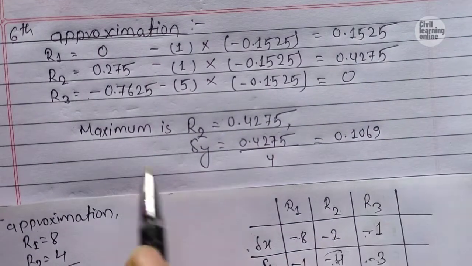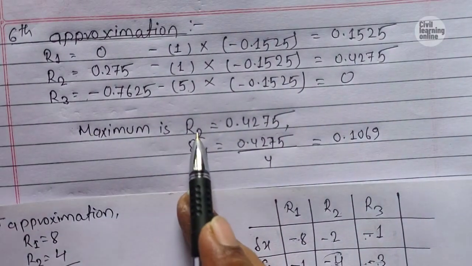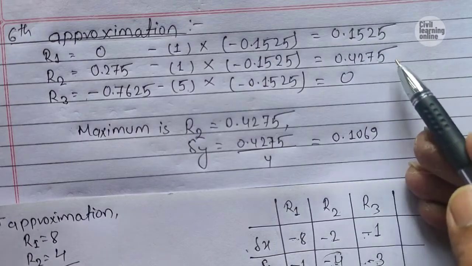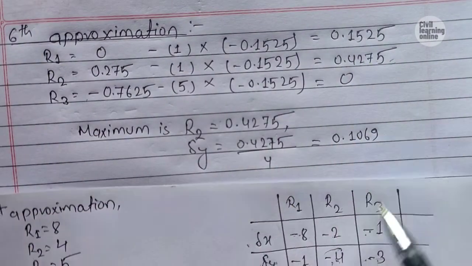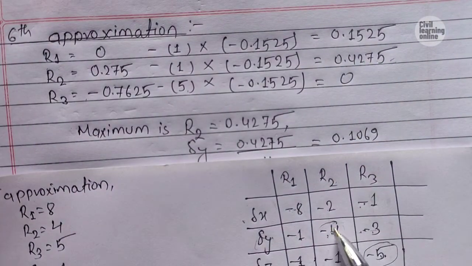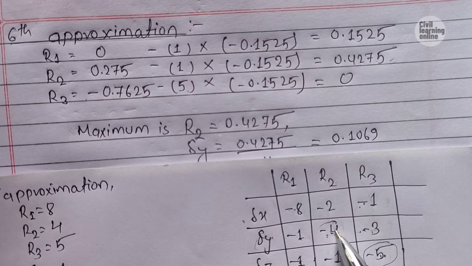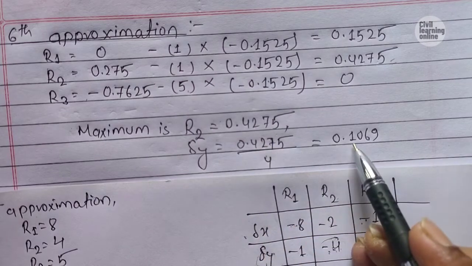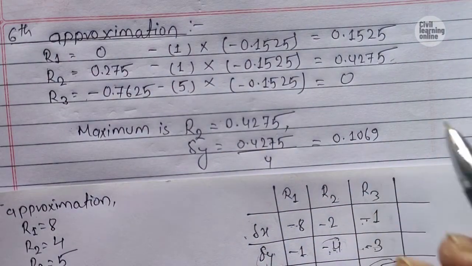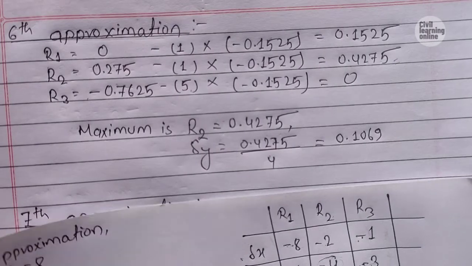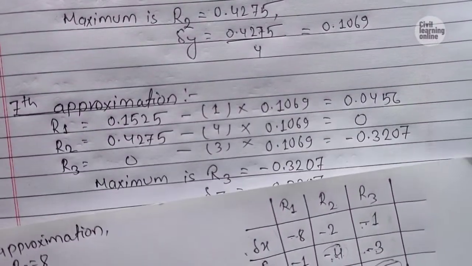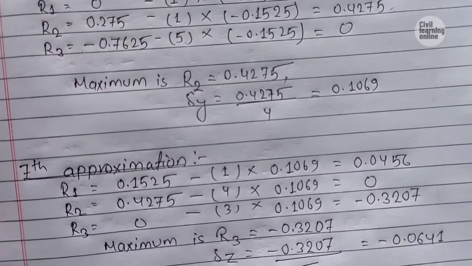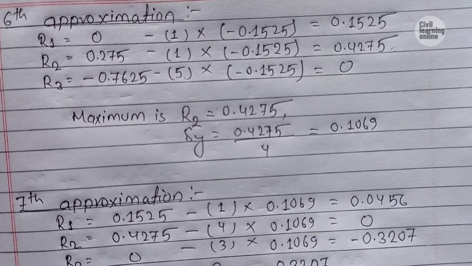Similarly we need to calculate the maximum value of 4, and among these three values we have the greatest value in R2, and in R2 we have the greatest value 4 here in the operation table. So divide this value by 4, and on dividing we will get 0.1069, and that is the end of the sixth approximation.